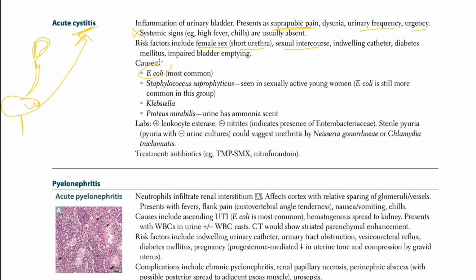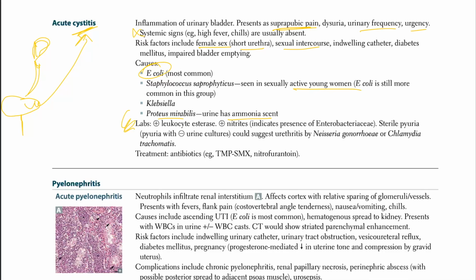What are the causes? E. coli is the most common cause. Staph saprophyticus is seen in sexually active young women, very important. E. coli is still more common in this group. Then you have Klebsiella and Proteus mirabilis. Urine has an ammonia scent if you have Proteus mirabilis. Okay, so you have all of these causes of the bugs.